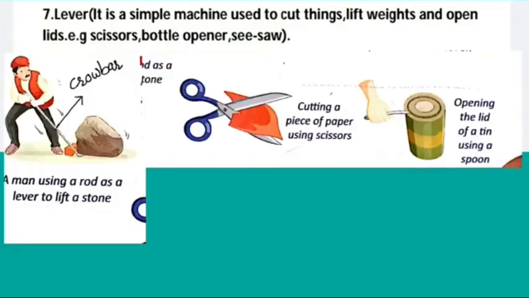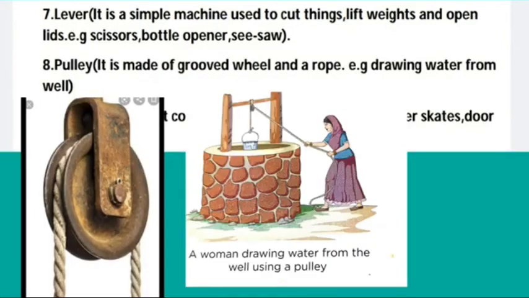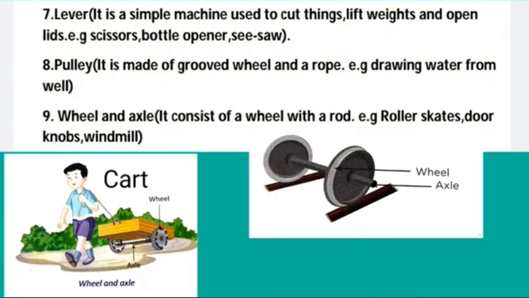Students, look at this picture. In the first picture, a man is using a rod as a lever to lift a stone, and scissor and a spoon are also examples of a lever. Now look at the picture. The pulley is made of a grooved wheel and a rope, for example drawing water from a well, and this is the picture of a pulley. The next pictures are examples of wheel and axle. The man using a cart on the road is an example of wheel and axle.